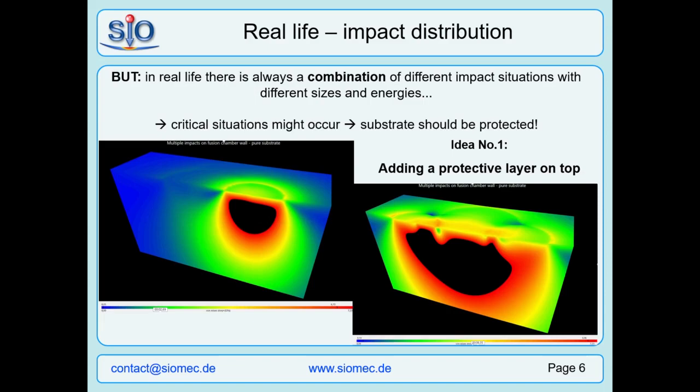It is always a combination of different impact types with different counterpart sizes and energies. This can lead to overcritical situations even in those cases where the simple impact would have no effect. So, a protection of the substrate is also needed against such worst-case multi-impact scenarios. The first idea here is we add a protective layer on top of the substrate.